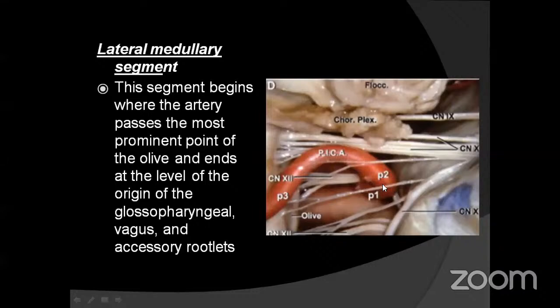So coming up next, part 2 or P2 segment is the lateral medullary segment. As the name suggests, it will be running lateral to the medulla. So this segment begins where the artery passes the most prominent part of the olives and ends at the level of the origin of the glossopharyngeal, vagus, and accessory rootlets.